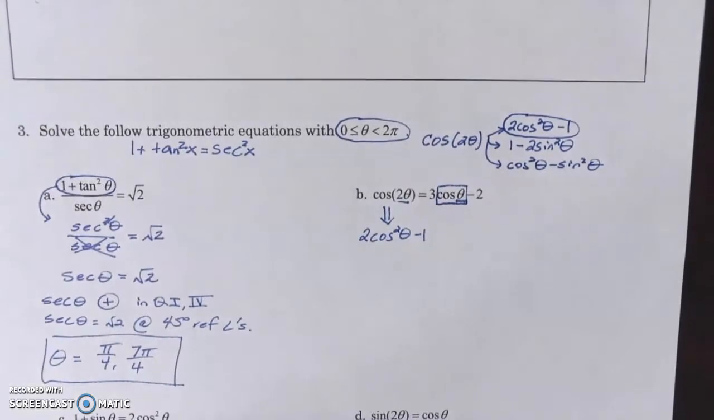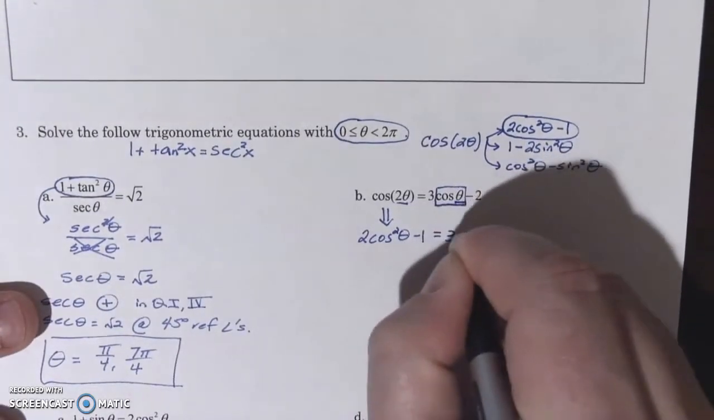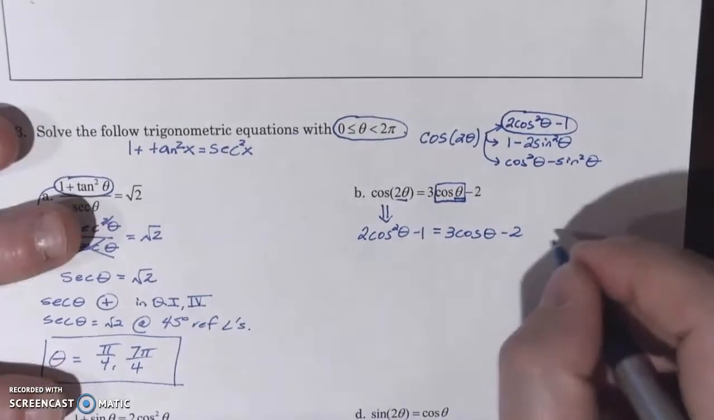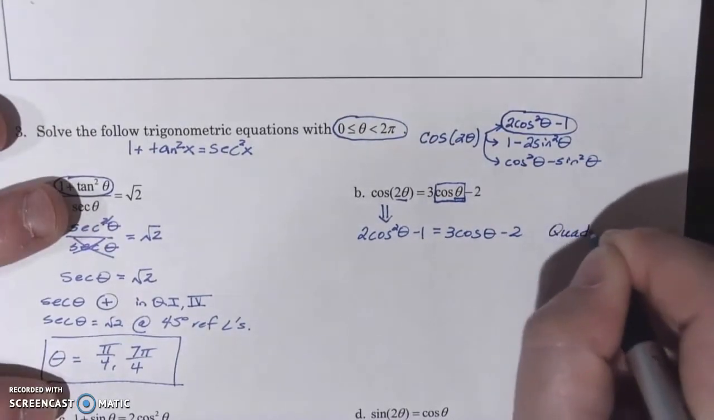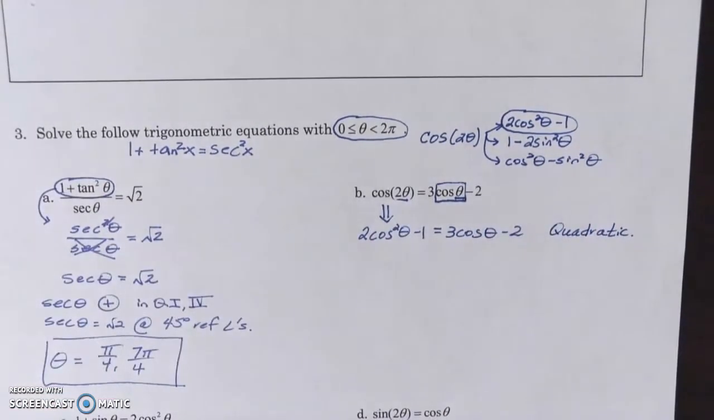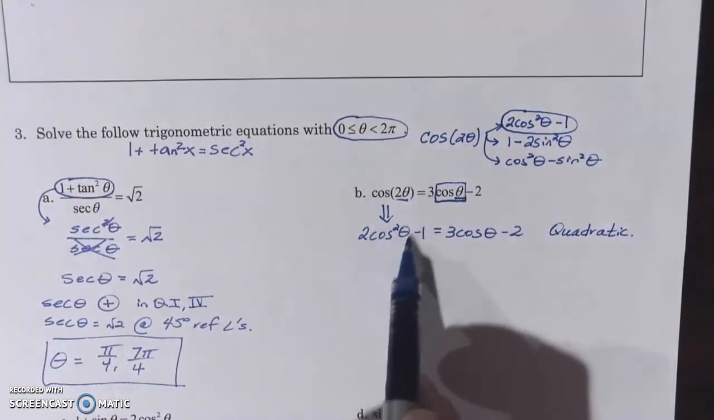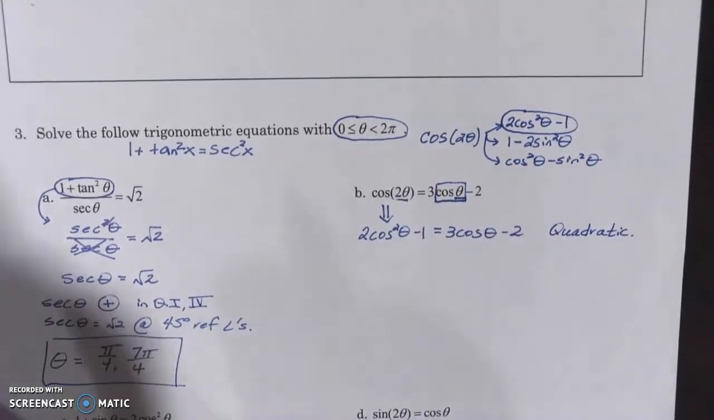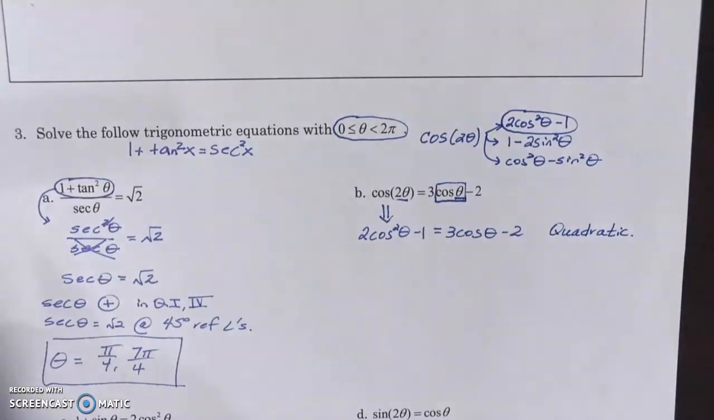So we use our double angle identity. The right side of our equation isn't going to change at all. And again, just like we saw in our first part, this just turns into a quadratic trig equation. We have a squared cosine theta, we have a cosine theta, we have a constant. Okay, let's get everything on one side, set it equal to 0, factor, solve.